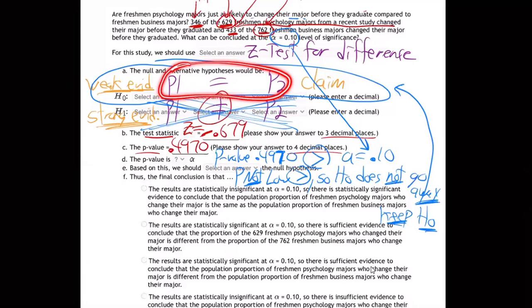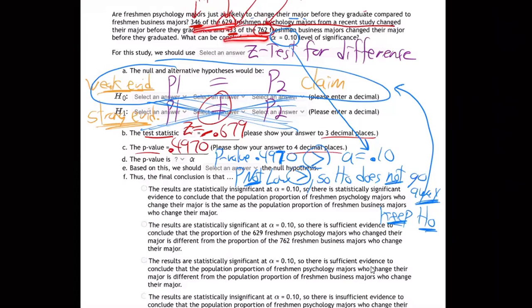Same percentage, about. Even though they didn't come out exactly equal, they're so close that we tend to think that, you know, this is just a sample, right? This isn't all the business majors and all the psych majors. This is just a sample of both groups, and we're trying to learn something about the truth of all business and psychology majors in the world. And what is our conclusion?